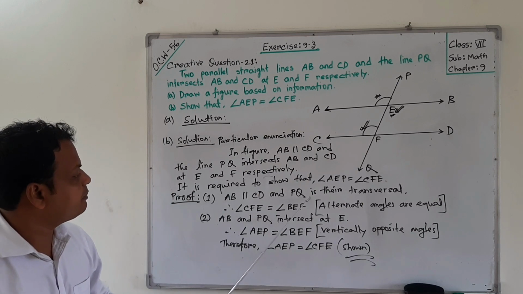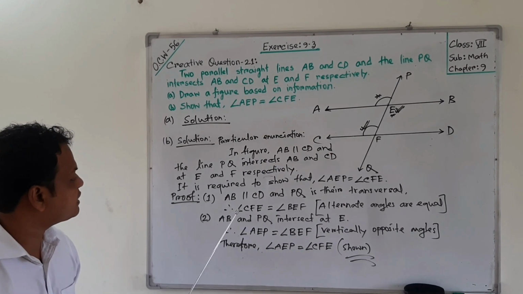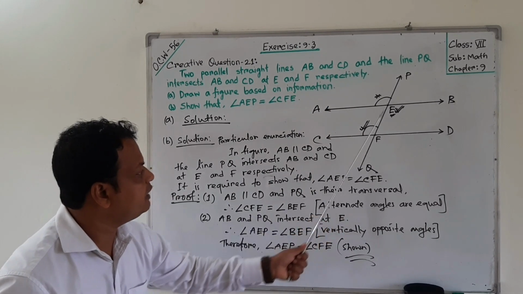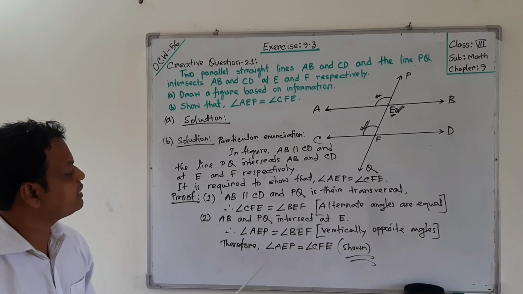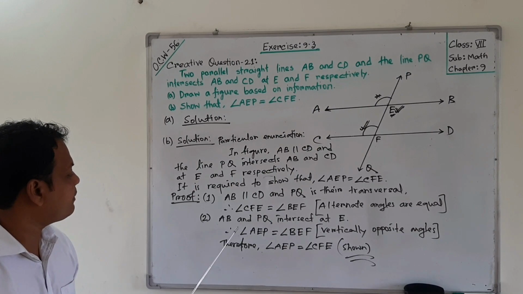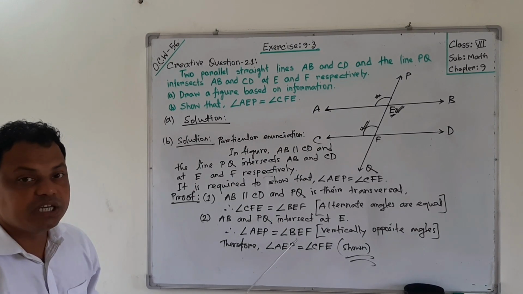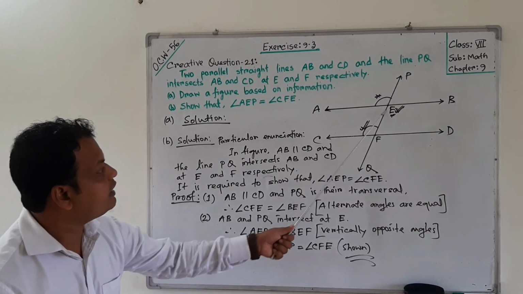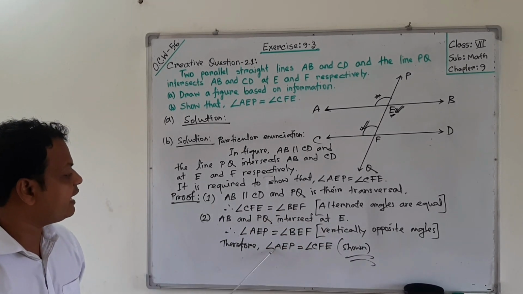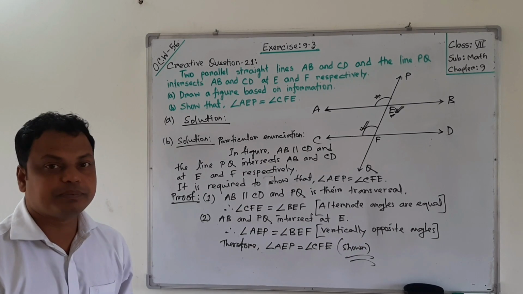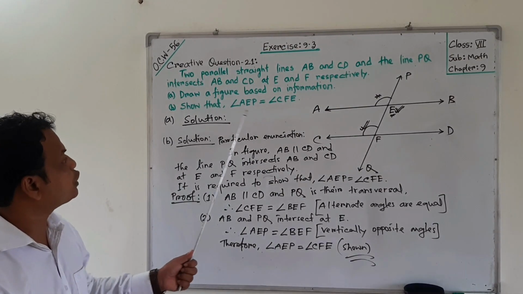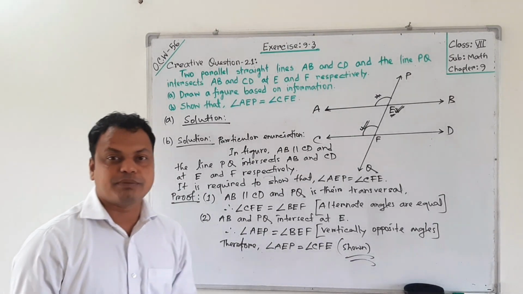Then we have to prove this part. AB parallel CD and PQ is the transversal. So we have got angle CFE equals angle BEF. Again, AB and PQ intersect at E. So we have got angle AEP equals angle BEF. These angles are equal. From here we can tell that angle AEP equals angle CFE. So this is the required solution we have to show, and we have got this one. I think all of you have understood this part.